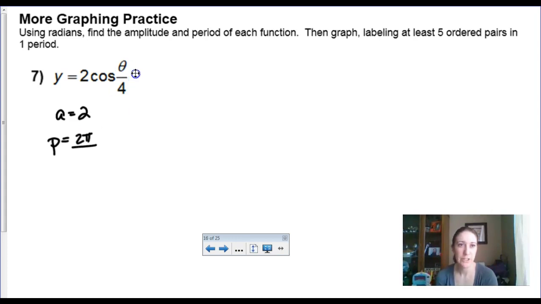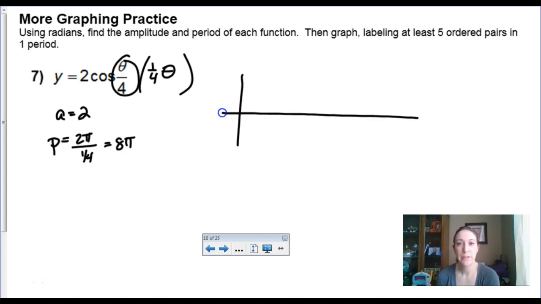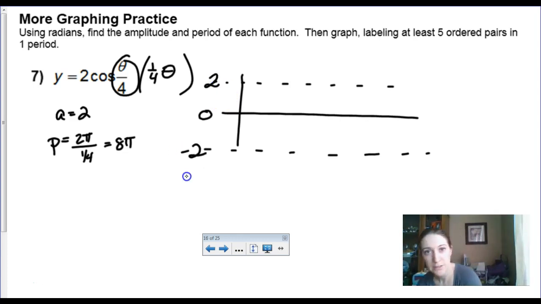Now this is written a little strangely. Theta over 4 is the same thing as 1/4 theta, right? So that means the b value is 1/4. Now think about when you're dividing fractions, you're really multiplying by the reciprocal. So 2 pi times 4 is 8 pi. And we're ready to graph. So we don't have a vertical shift here at all, which means our midline's at 0. And if your amplitude is 2, that means it's going to go high and low at 2 and negative 2. So at the very least, we should be able to draw those 3 lines in.